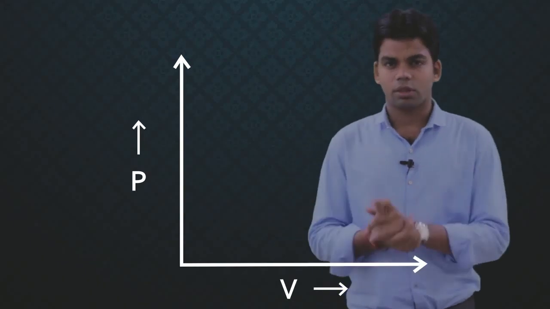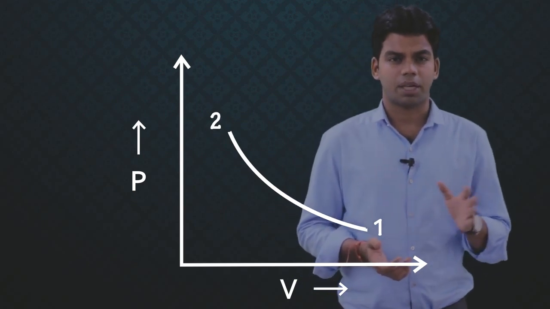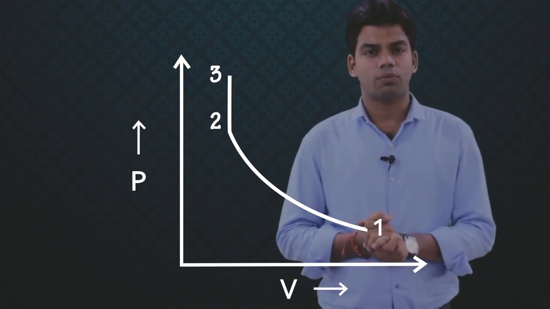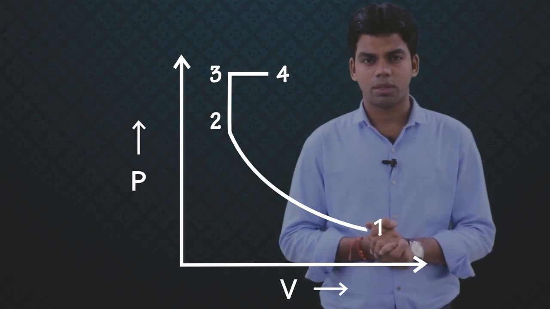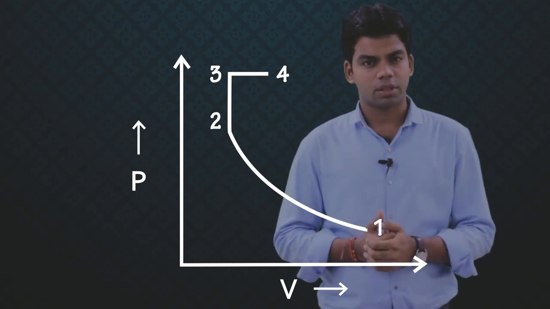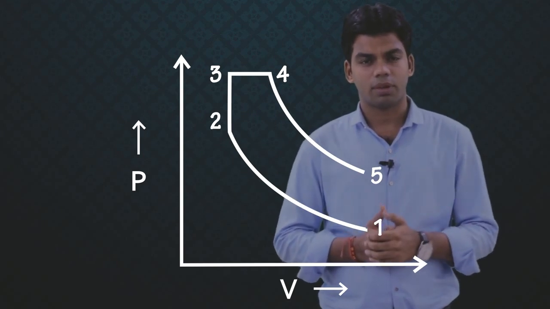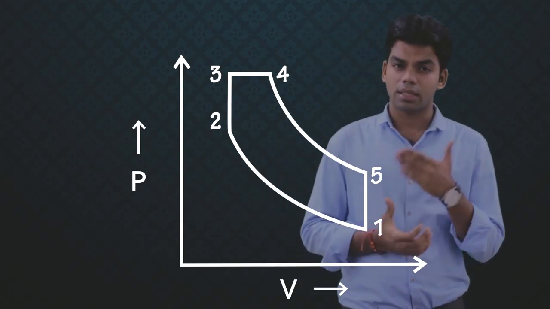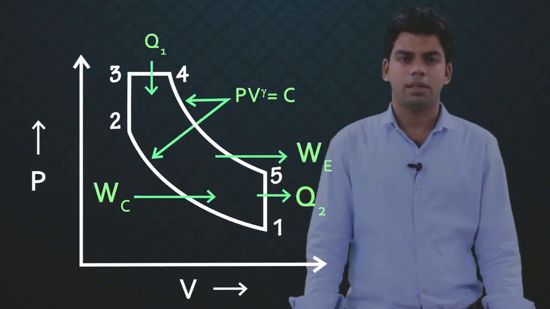I will directly draw the PV diagram for this. Process 1-2 is a reversible adiabatic compression process. Process 2-3 is a constant volume heat addition process. Process 3-4 is a constant pressure heat addition process. So a part of the heat is added at constant volume from 2-3, and the remaining part is added at constant pressure from 3-4. Then we have 4-5 as a reversible adiabatic expansion process where work is done, and 5-1 is again a constant volume heat rejection process. So this is called the dual cycle. A part of heat is added at constant volume, the remaining part at constant pressure.